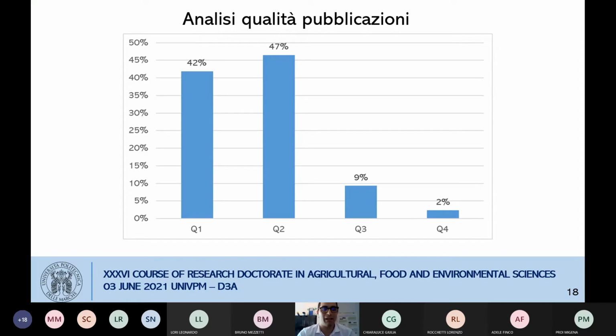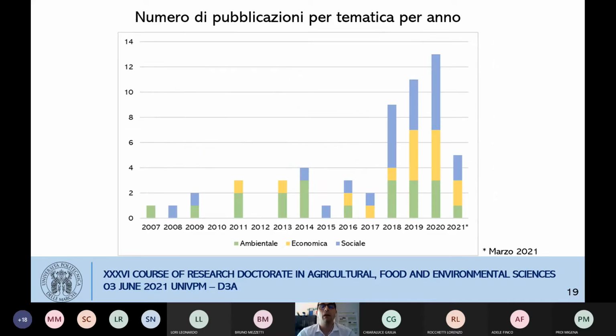Passando invece all'analisi della qualità delle pubblicazioni, notiamo come la maggior parte delle pubblicazioni attraverso lo Scimago Index rientra nel livello Q1 o Q2. Questo sta a indicare non solo che la qualità delle pubblicazioni riguardanti la sostenibilità della zootecnia montana è elevata, ma anche che c'è un particolare interesse per la comunità scientifica per queste tematiche.